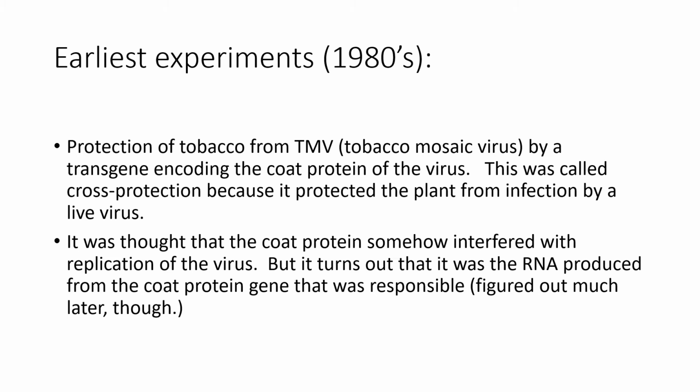So this was called cross protection because it protected the plant from infection. And it was thought it was the coat protein of the virus that interfered with the replication of the virus. So the idea was we're going to make transgenic tobacco that express the coat protein, and that's going to prevent subsequent infection by the virus. Now, jumping ahead a few years, it turns out that it was probably the RNA produced from the coat protein gene that triggered an RNAi pathway, not the coat protein itself.